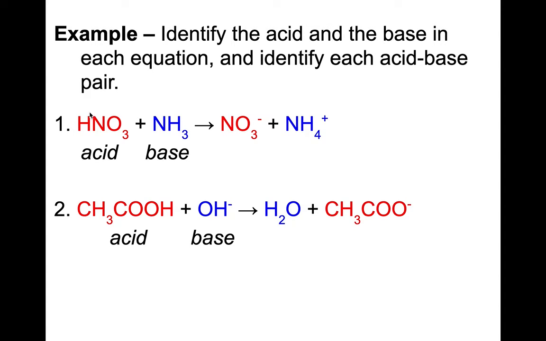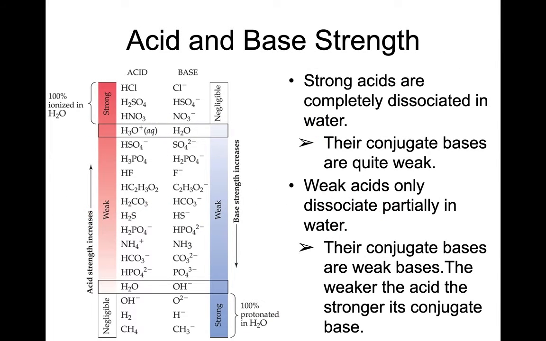And these are color coordinated to identify the conjugate pairs. So this is our acid and our conjugate base. This is our base and our conjugate acid. Similarly, in this example, we know this is our acid. It is missing one hydrogen over here. This is our base. It has one extra hydrogen over here. And again, the blue is our base and our conjugate acid. The red is our acid and our conjugate base.